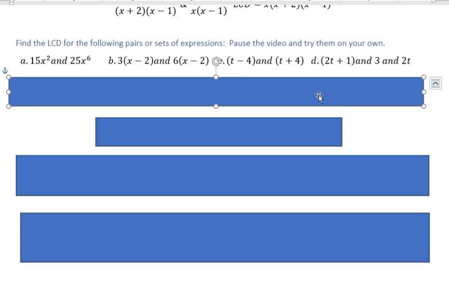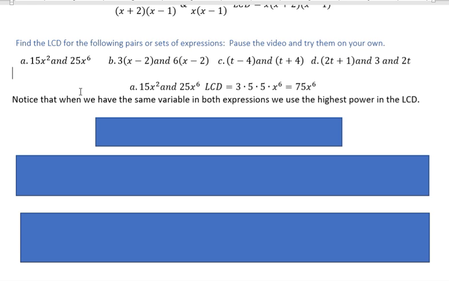So for the first one, we have 15x squared and 25x to the sixth. We should recognize that they do have some common factors, but neither one of them is exactly the LCD, because 15 is 3 times 5 and 25 is 5 times 5. We don't repeat that 5 in the middle. And then we have the same variable, and so we always use the highest power when we're doing that. So that would be 3 times 5 times 5 is 75x to the 6th. We always use the highest power in the LCD if we have the same variable.